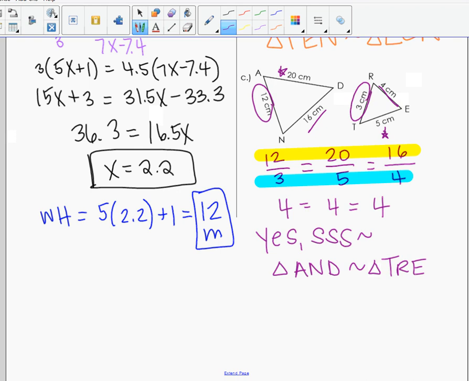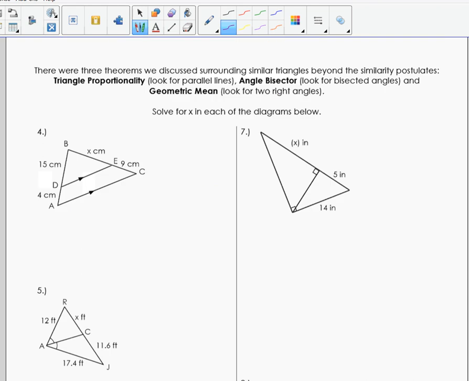Okay. All right, and then the last thing we talked about in this unit were the couple different theorems regarding similar triangles beyond just side, side, side, side, angle, side, angle, angle, all that stuff. There were 3 of them. The first one was triangle proportionality, meaning if you had a line that was parallel to one side of the triangle, similar to number 4, then it was cutting the sides of the triangle proportionally. Angle bisector, you want to look for bisected angles, okay? That's where we went out and around. And then geometric mean was where you had the 2 right angles, and we had 2 different setups for that, so I'll work through both.